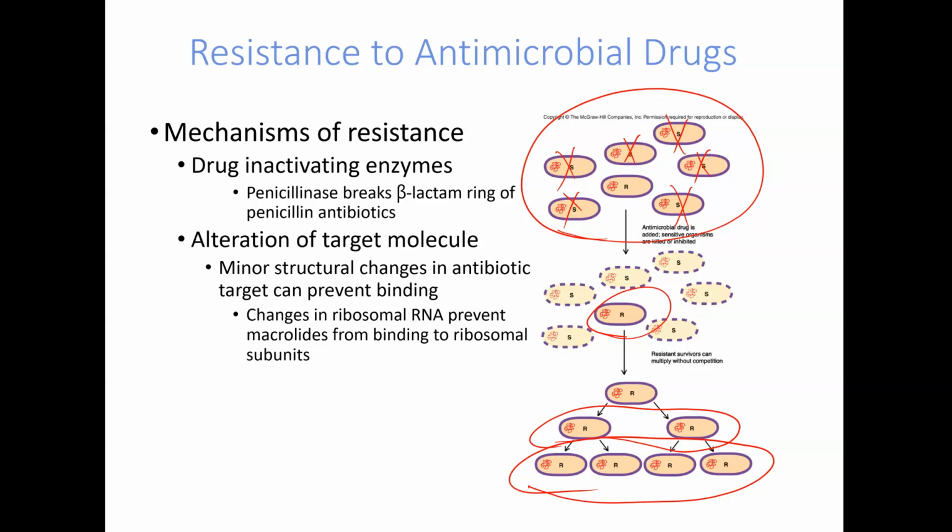Another common issue I mentioned, it was very common with the topoisomerase inhibitors. Many of the antibiotics that target the ribosomes are also susceptible to this. Basically the target molecule, the thing that they bind to, changes in some small way such that the drug can no longer bind to it. So very, very small changes in the 30S ribosome or the 50S ribosome can confer resistance to that particular antibiotic.